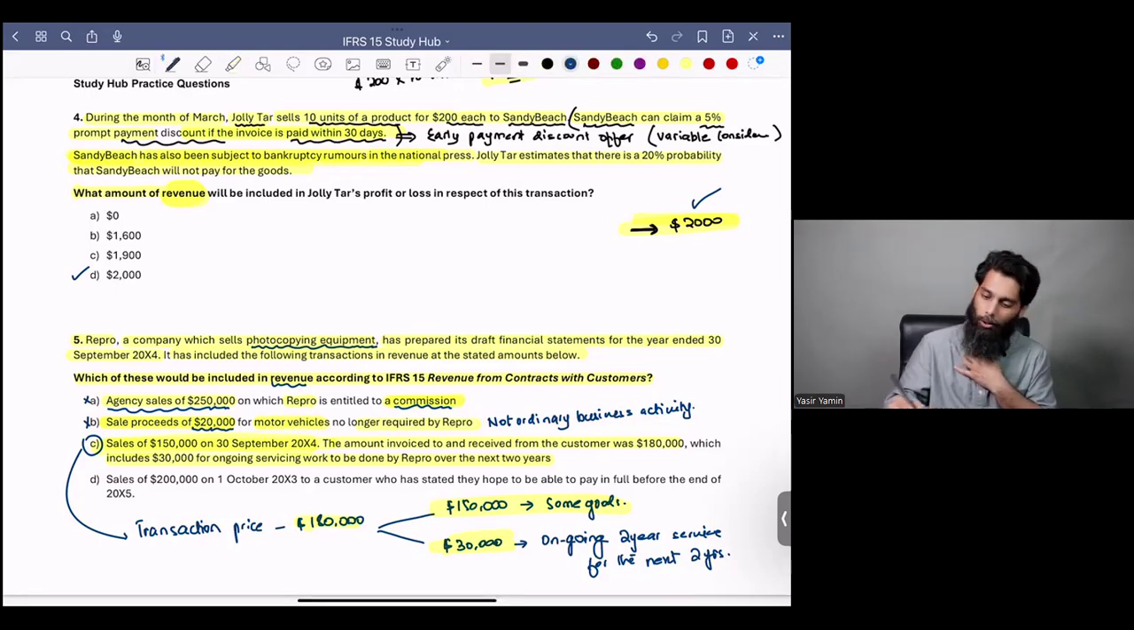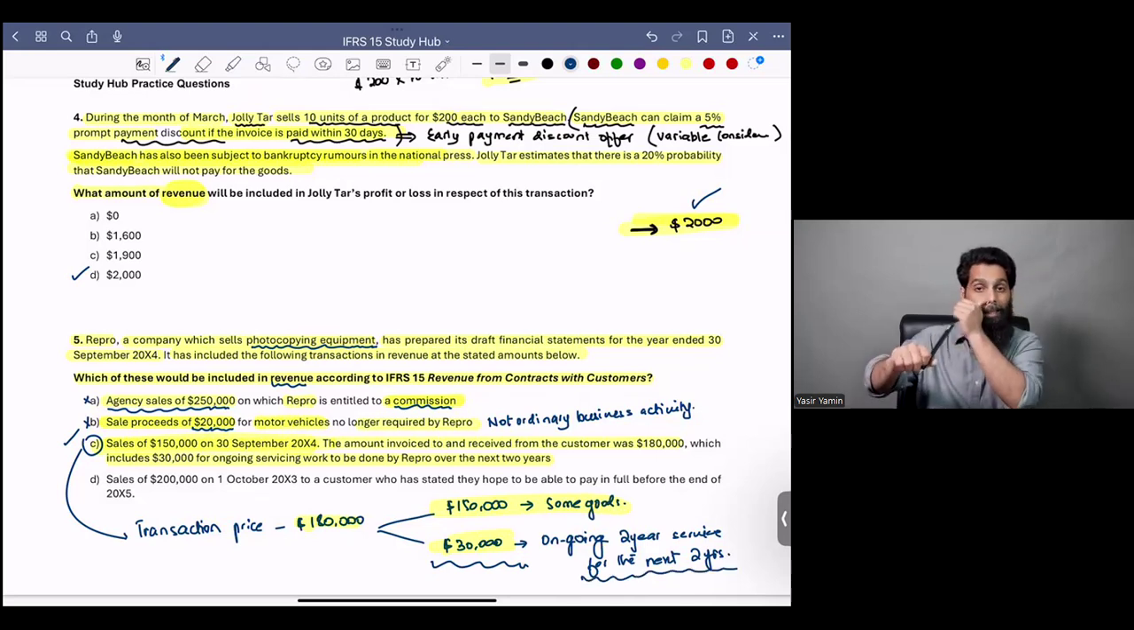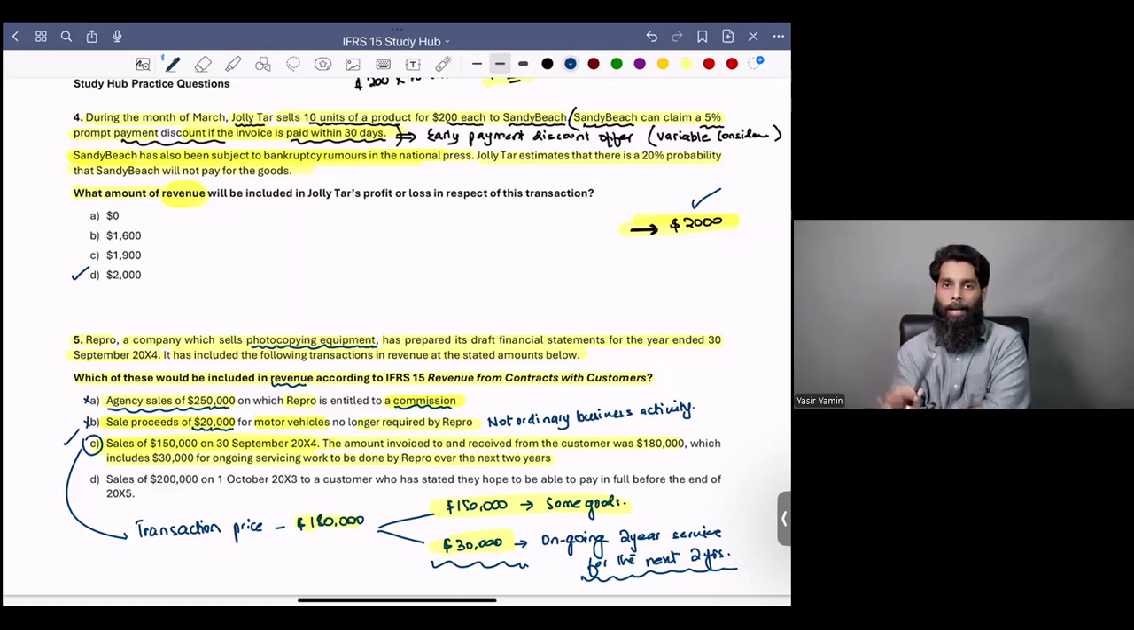I mean, they are correct not to recognize this $30,000 as revenue because this performance obligation will be satisfied over the next 2 years. It is not yet satisfied. And that is why it cannot be recognized in revenue. Makes sense.